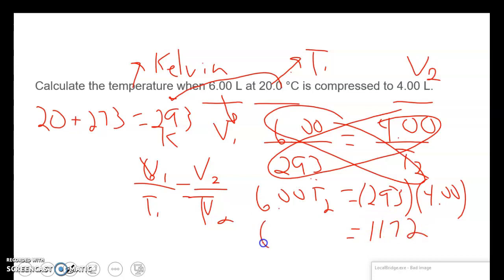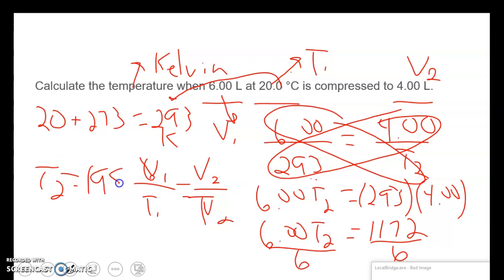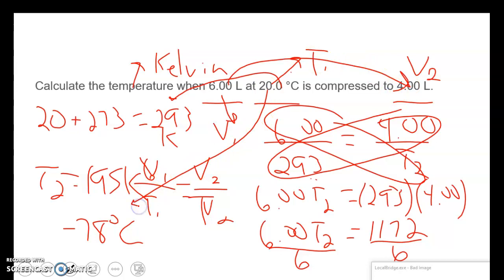Keeping my 6 T2 here, I then divide both sides by 6, and I get T2 to be, using 3 sig figs, 195 Kelvin. Now if I want it in Celsius, I just subtract 273, and that's about negative 78 degrees Celsius. So volume goes down, temperature goes down, and that's what we expect to have happen.